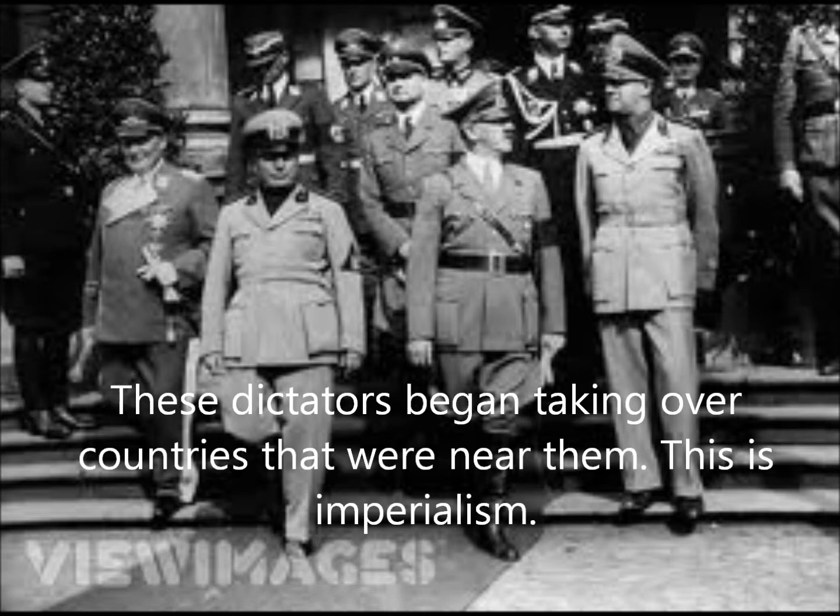Those are a picture of the three dictators. They had a lot in common. They were imperialists.